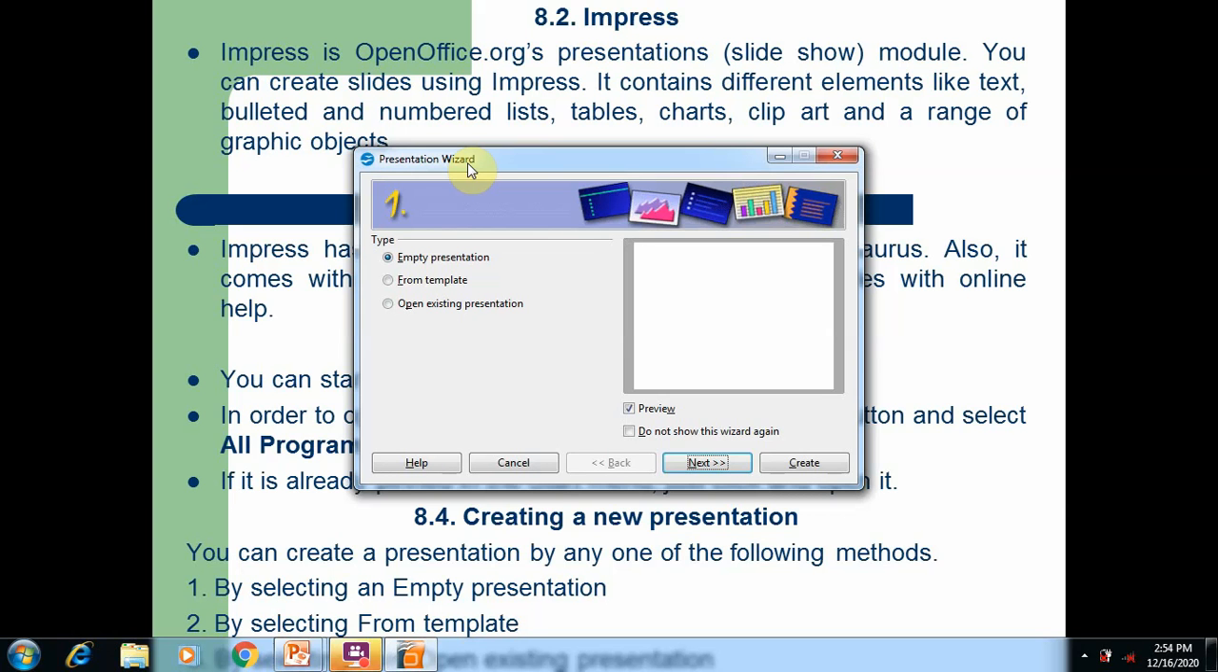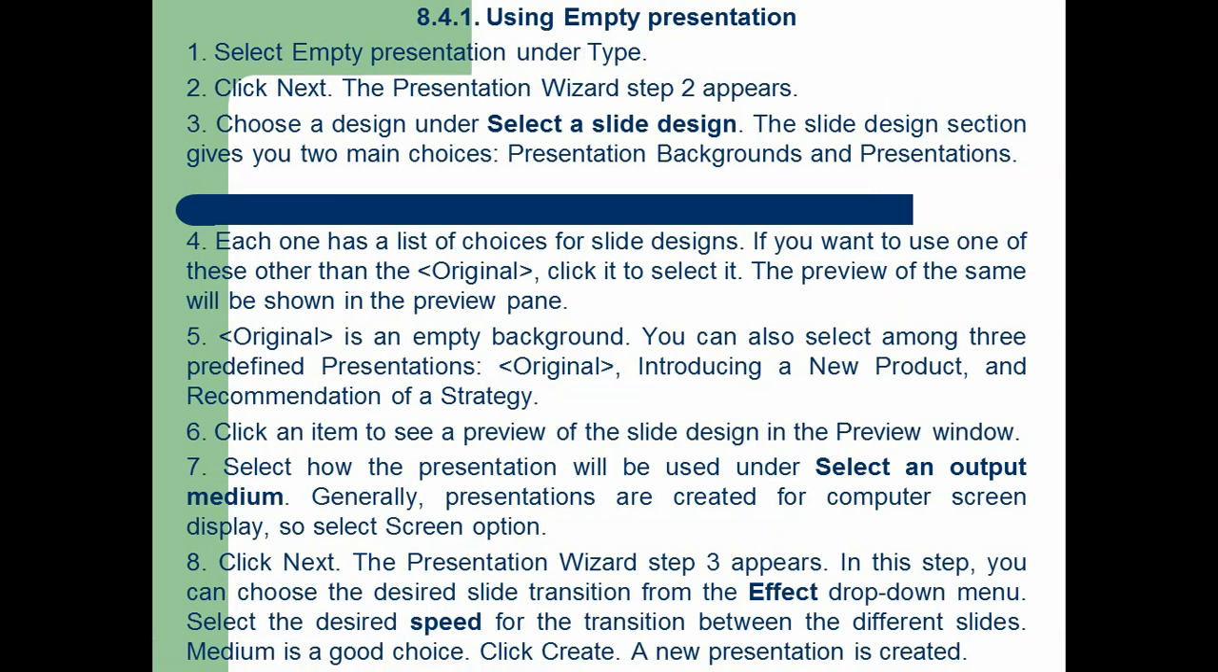So in this dialog box you have three options. From these three options you select any one option and proceed to the next step. So what will happen when I select empty presentation or from template or open existing presentation? We will see in this presentation, and we go for a demo. First option is when we select the empty presentation in the presentation wizard. What will happen?